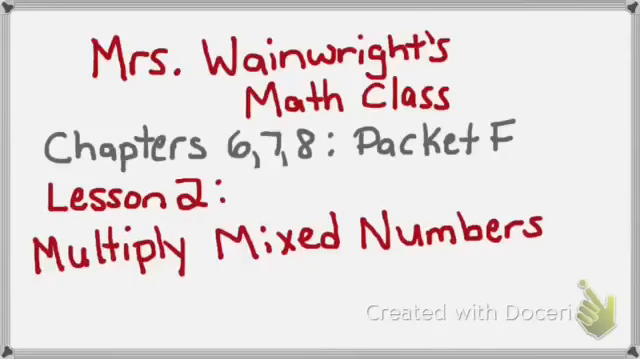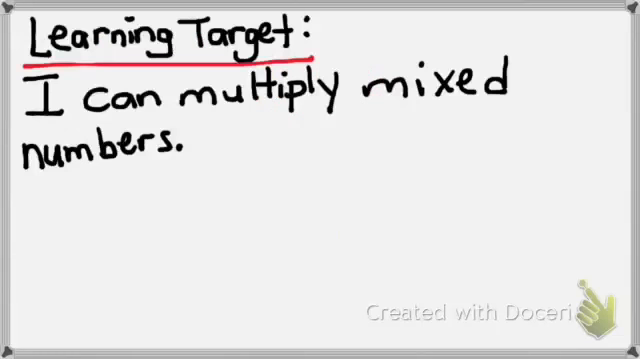This is Mrs. Wainwright's math class, chapter 6, 7, and 8, Packet F, lesson 2, multiply mixed numbers. Today's learning target: by the end of the lesson you should confidently be able to say, I can multiply mixed numbers.